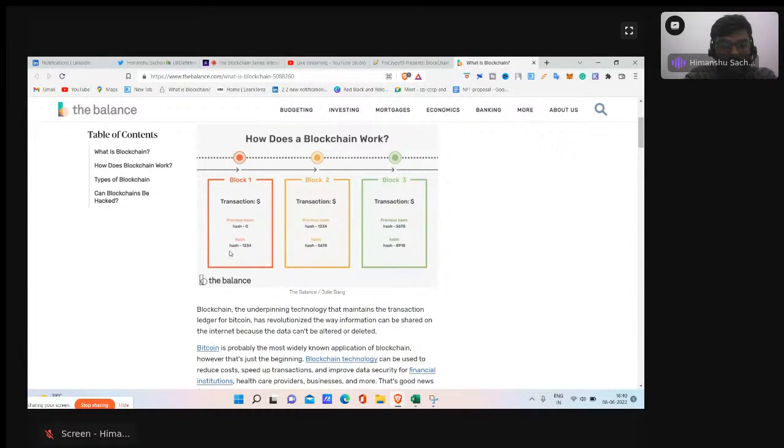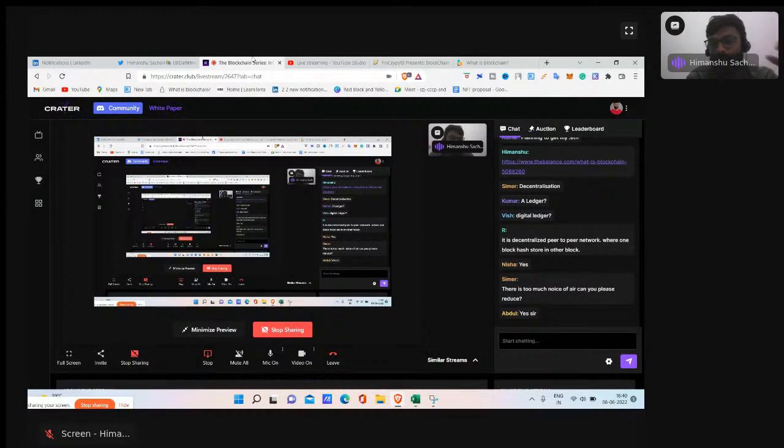If we look at the hash key, here we have a hash key of 1234, and this new block which is created has a hash key of 1234, which means the new block's hash key is interlinked with the hash key of the previous block. This is how data is stored, and this is how data validation is done. So people look for the hash keys.